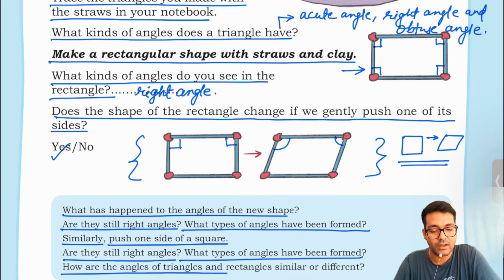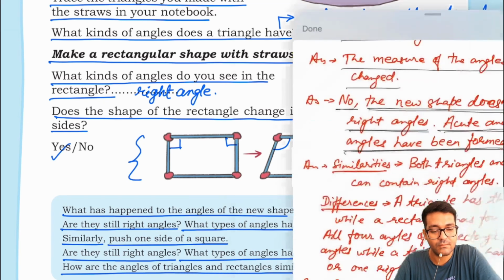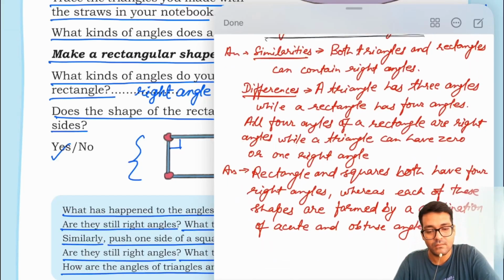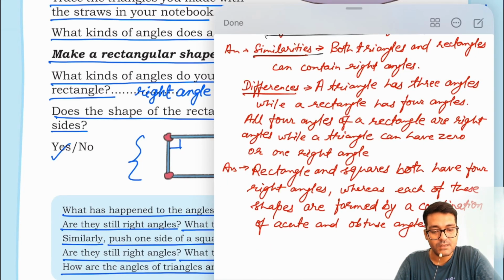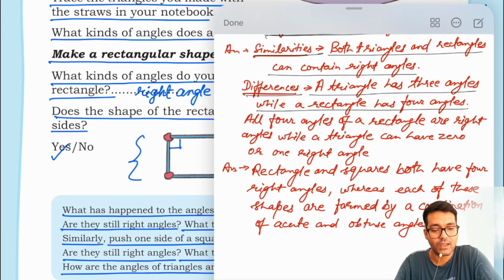How are the angles of triangles and rectangles similar or different? Similarities. Both triangles and rectangles can contain right angles. Differences. A triangle has 3 angles while a rectangle has 4 angles. All 4 angles of a rectangle are right angles while a triangle can have 0 or 1 right angle.